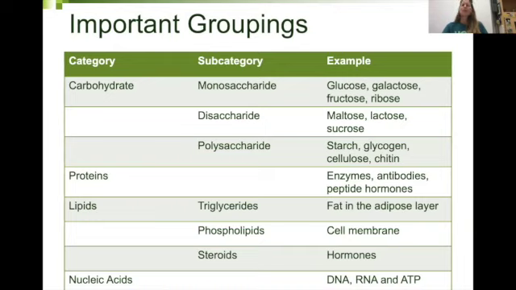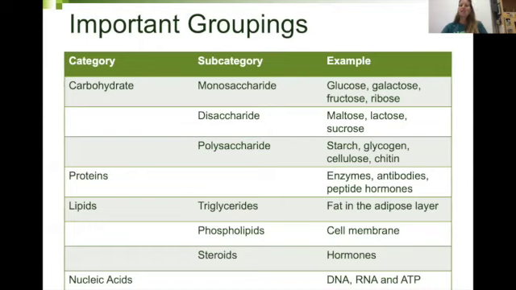And then polysaccharides, we call these complex carbs. These have huge amounts of sugars. Takes a long time for your body to break it down. So if you eat a complex carb, it gives you a lot of long sustaining energy. This is why your coach wants you to eat polysaccharides or complex carbs. These are starch, glycogen, cellulose, and chitin.